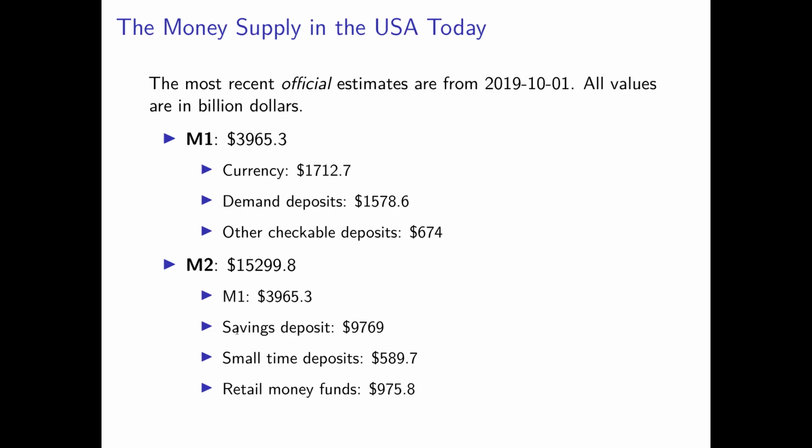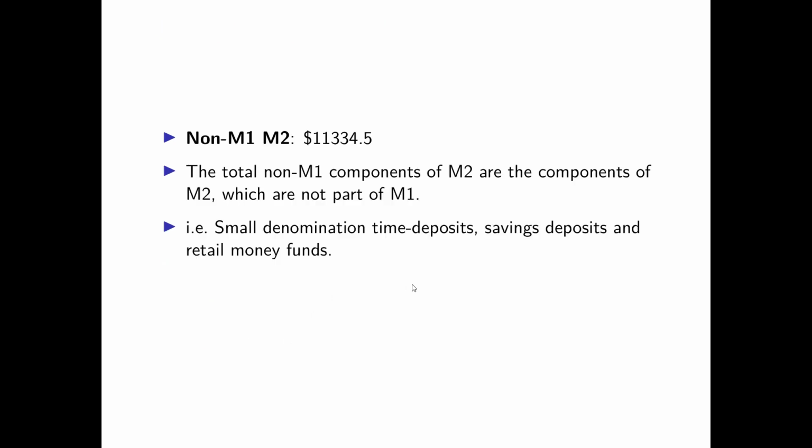Now, let's talk about these three items here, which are part of M2 and not in M1. It's important to understand why we have this differentiation. They are called the non-M1 M2, so M2 components not in M1. Okay, so it's about $11,334 billion.